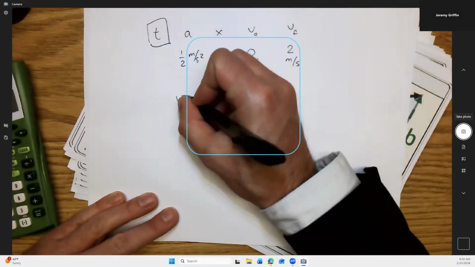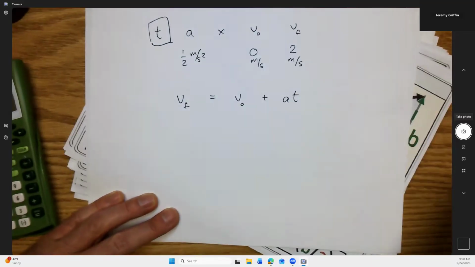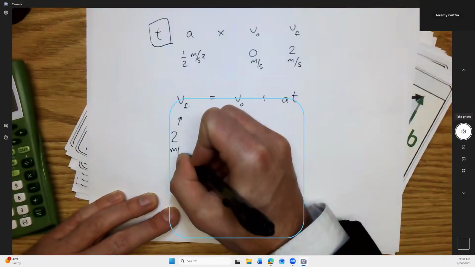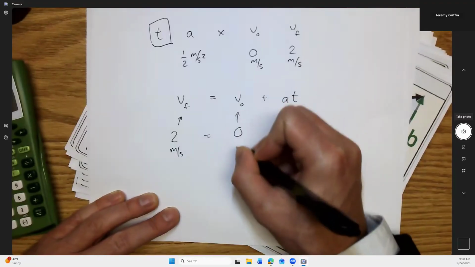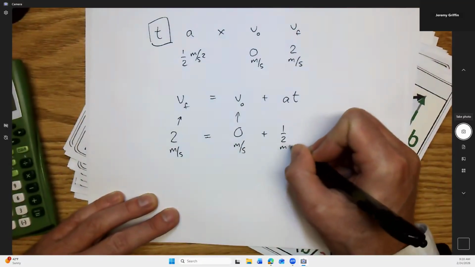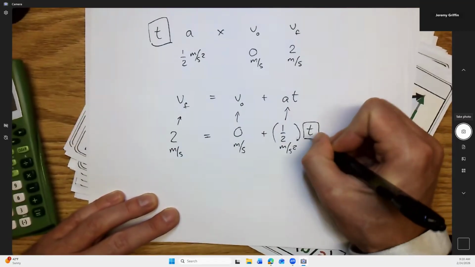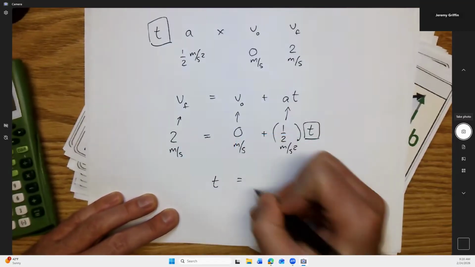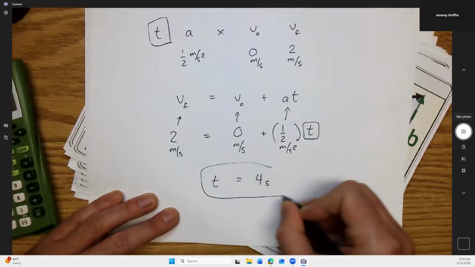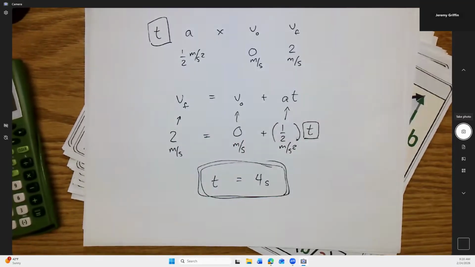Yeah, let's go. V final equals V initial plus a t. Okay, so we're going to 2 meters per second from 0 meters per second. We're picking it up at 1/2 of a meter per second squared for some time. All right, so how much time did that take? 4 seconds. I think that should be the answer. Looks about right. All right, guys, got that?